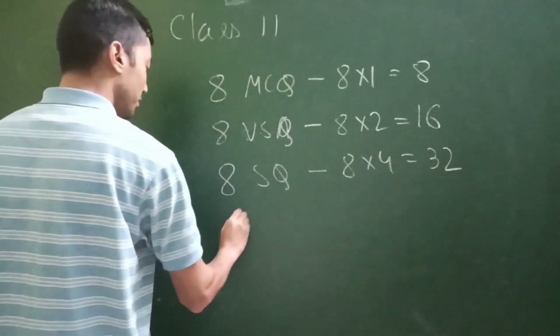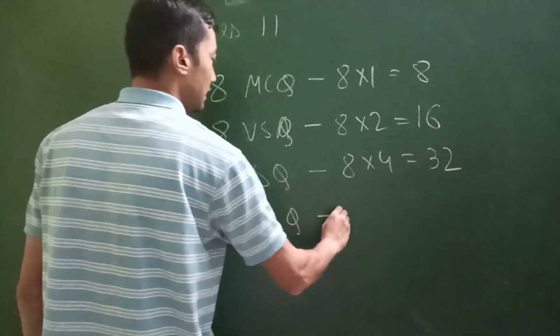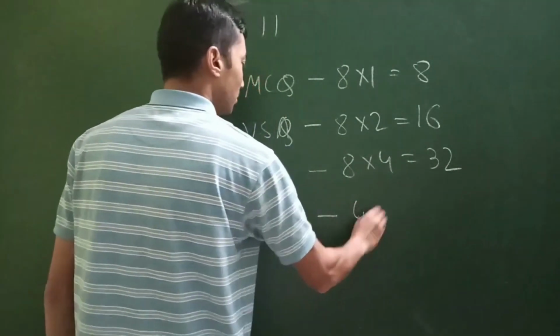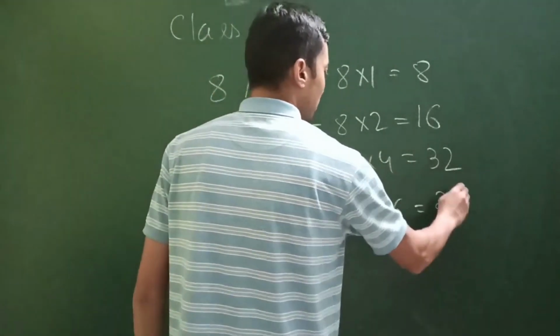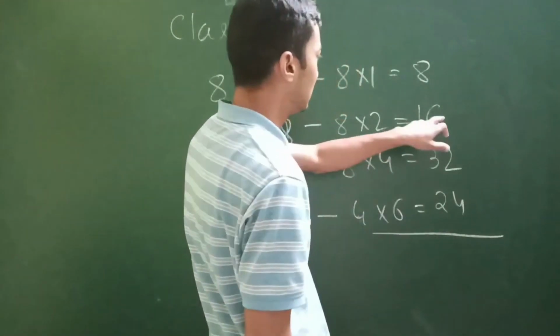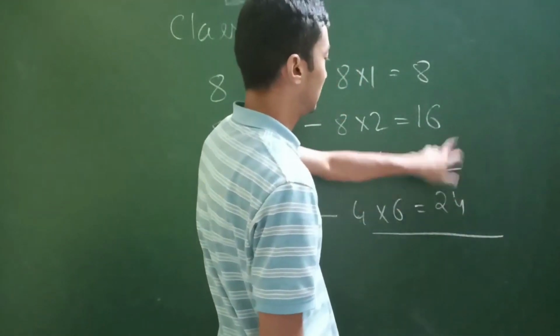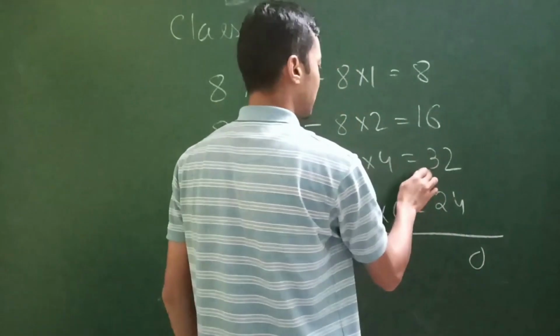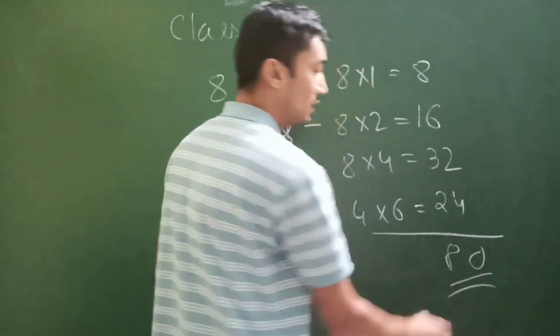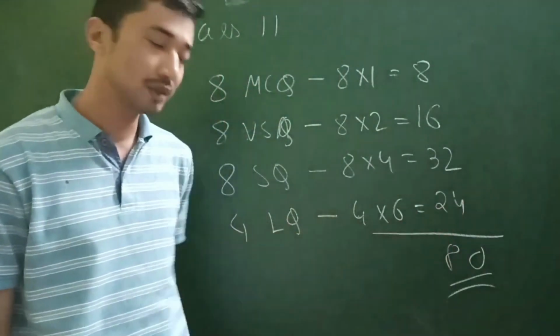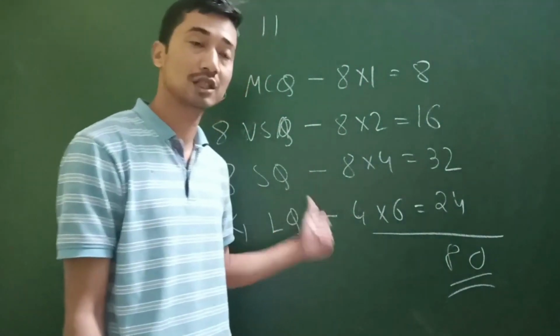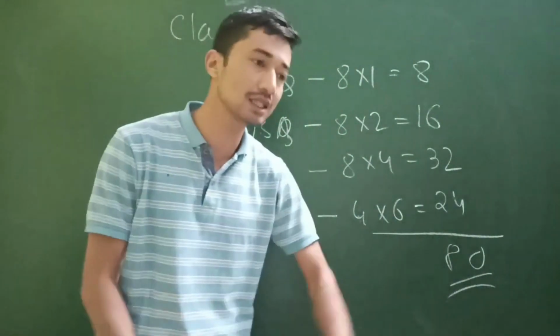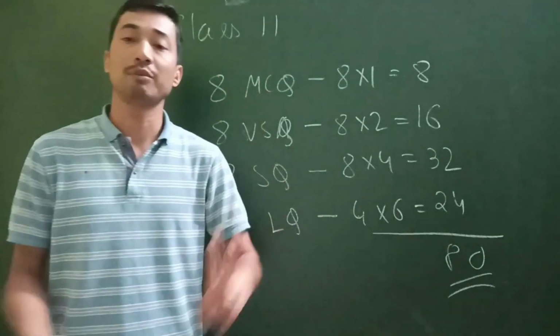And then there will be 4 long questions of 6 marks, that's going to be 24. So the total is 80 marks. That will be your external examination, and the remaining 20 is your internal assessment, which comprises the periodic assessment, portfolio and the practical activities.